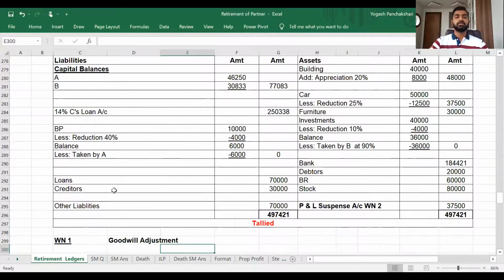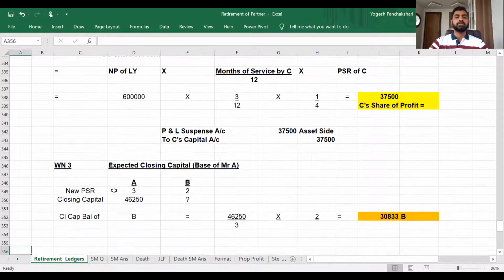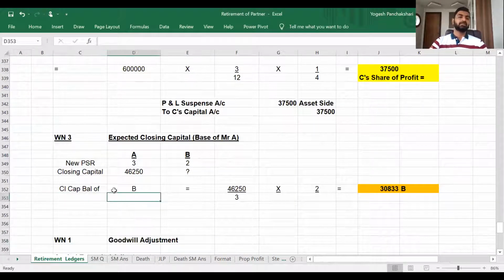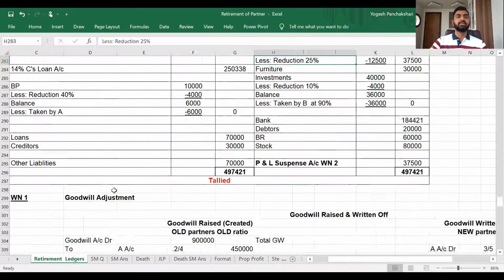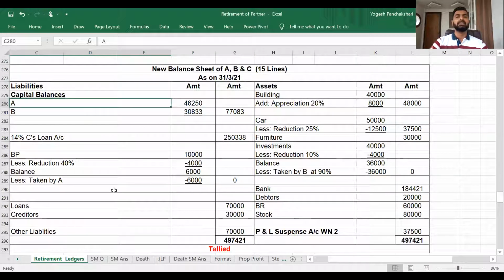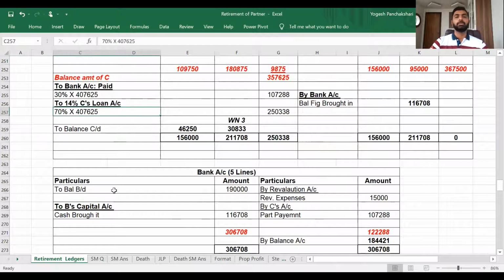Then comes one more adjustment, expected closing balance. So A said my closing balance is 46,250 and the ratio is 3:2, so you should keep 30,833, just like earlier we have done. So it is recorded on the liability side as well as in the capital account debit side as balance carried down. Then balancing figure of B is transferred to bank account. Balancing figure brought in by him. Second effect, bank account debit.